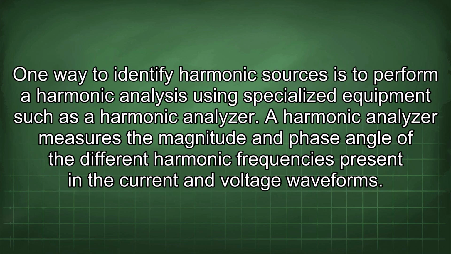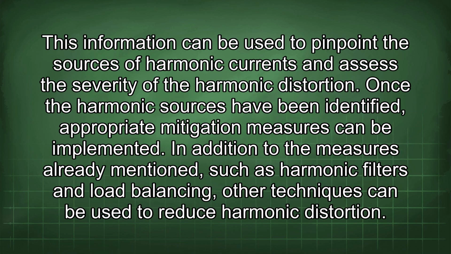One way to identify harmonic sources is to perform a harmonic analysis using specialized equipment such as a harmonic analyzer. A harmonic analyzer measures the magnitude and phase angle of the different harmonic frequencies present in the current and voltage waveforms. This information can be used to pinpoint the sources of harmonic currents and assess the severity of the harmonic distortion. Once the harmonic sources have been identified, appropriate mitigation measures can be implemented.